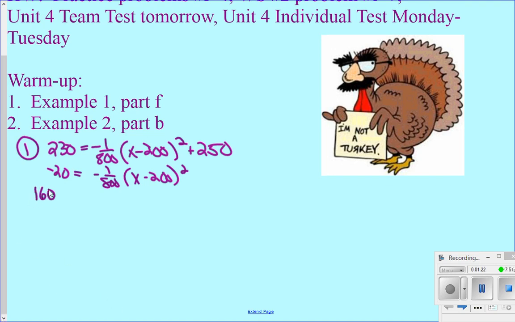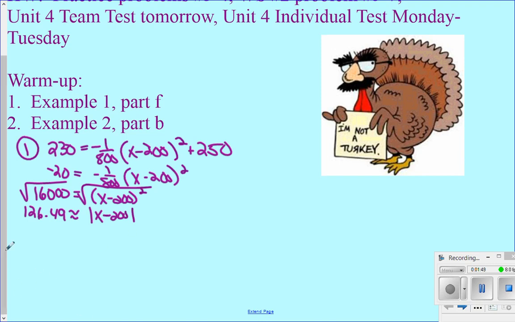And then I'm going to divide by negative 1/800th, or in other words, multiply both sides by negative 800, which gives me positive 16,000. Now I have it in the form that I can solve by square roots technique. So square root of both sides, the square root of 16,000 is, I'm going to approximate this, 126.49 approximately, and that's equal to the absolute value of x minus 200.